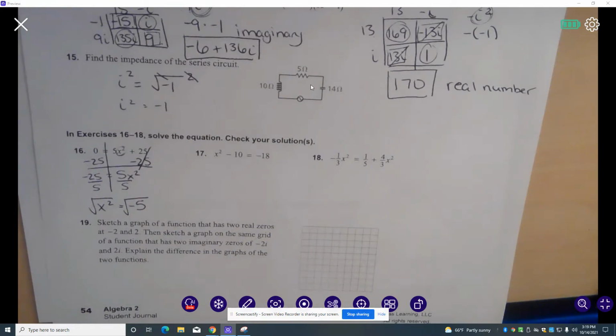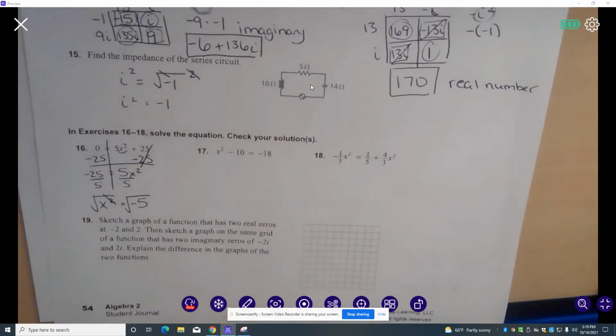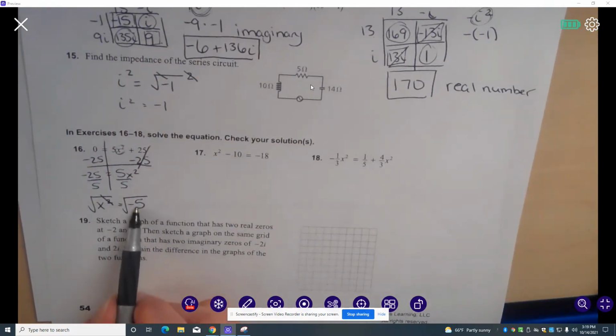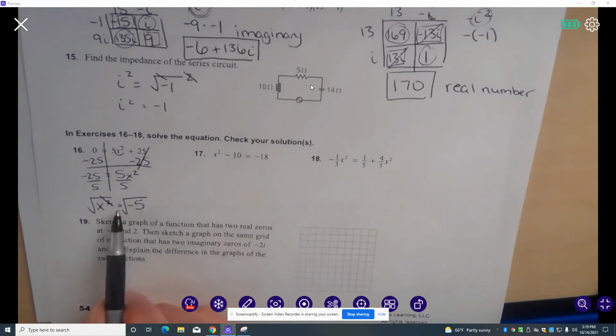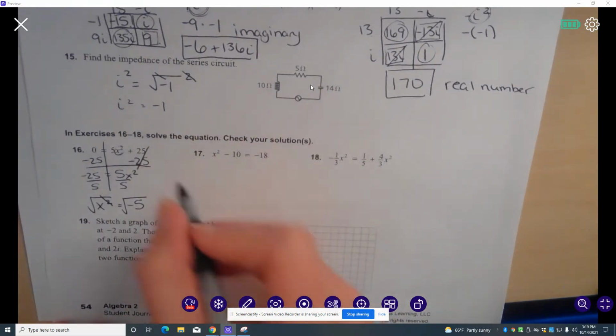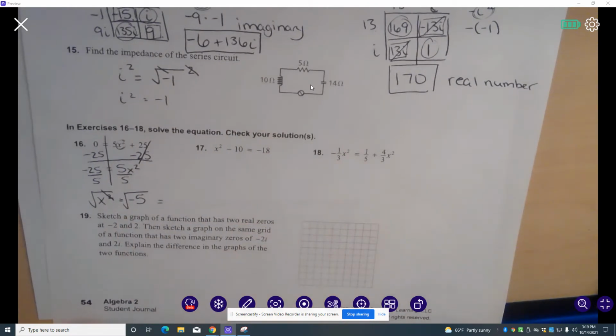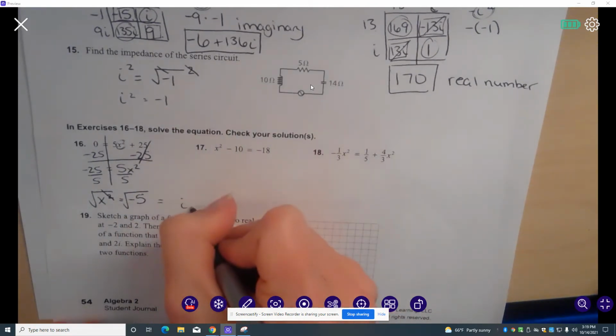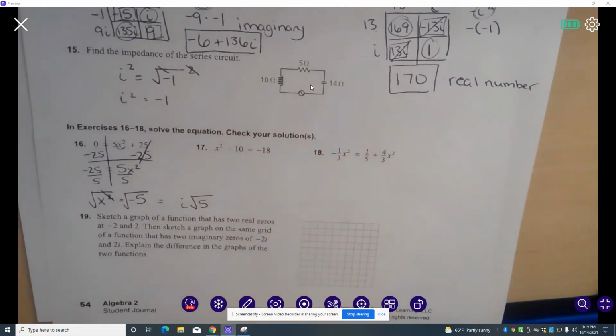Now, before this lesson, we wouldn't have been able to get an answer. We would have said no real solution. But now we're able to take the square root of negative numbers because we've introduced imaginary numbers. So remember, when you have a negative underneath the square root, you can go ahead and pull that out by writing i outside. So I'm going to rewrite this as i times the square root of 5.